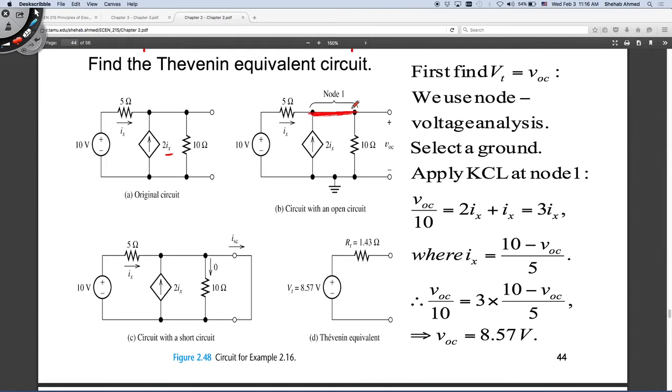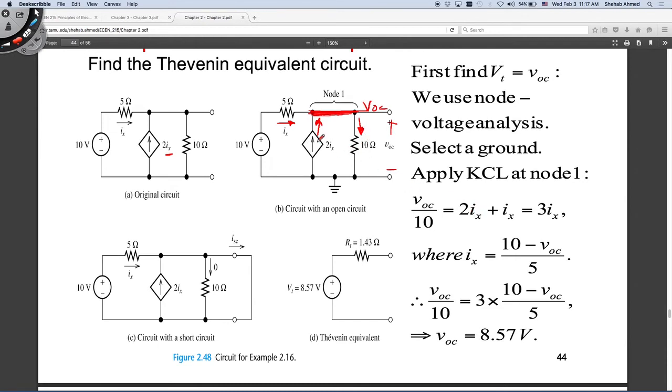So you can apply Kirchhoff's current law, right? The voltage here is V open circuit, that's the voltage that we want to find with respect to my reference. So this node carries V open circuit. V open circuit divided by 10 ohms is the current flowing out of this node. This dependent current source is pushing current this way, and they have defined Ix this way. So whatever is coming into the node is whatever is going out of the node.